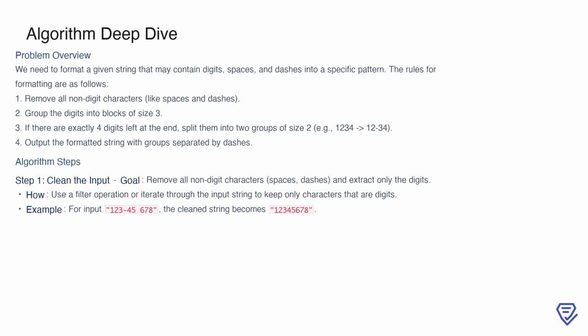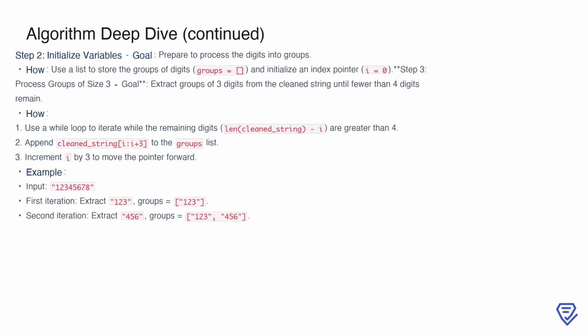To start, the first step is to clean the input. This involves iterating through the string or using a filter operation to remove all non-digit characters. For example, if the input is 123 45678, the clean string becomes 12345678, which sets the stage for further processing. Once we have the clean string, the next step is to set up the variables needed for grouping the digits. We initialize an empty list called groups, which will store each group of digits as we process the input. Additionally, we define an index pointer, i, to track our position in the string.